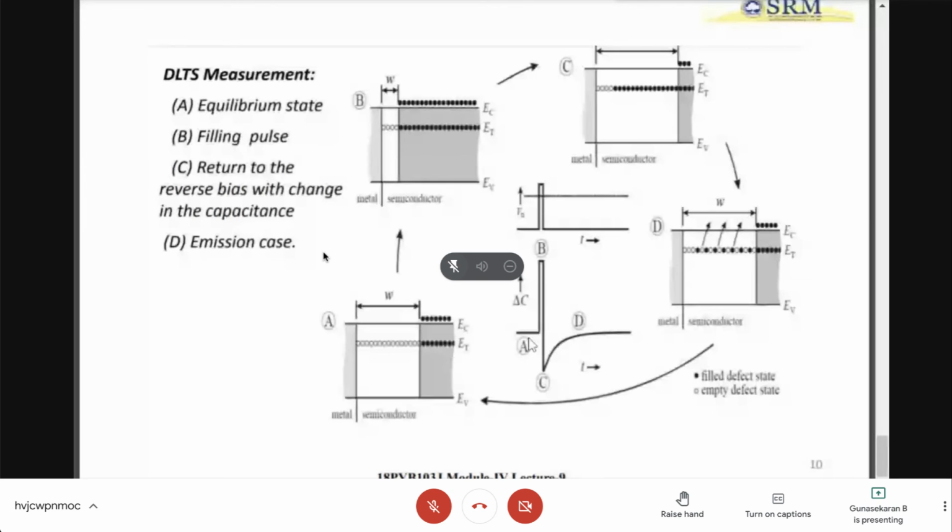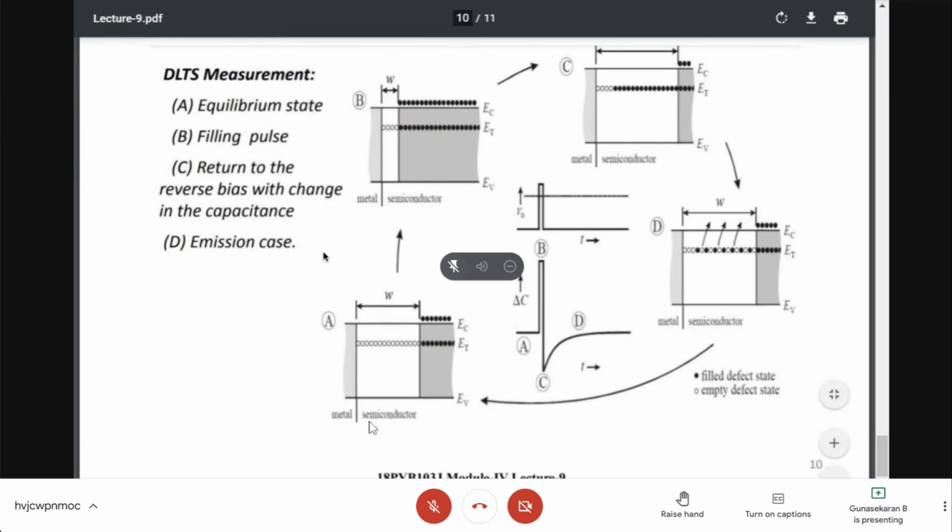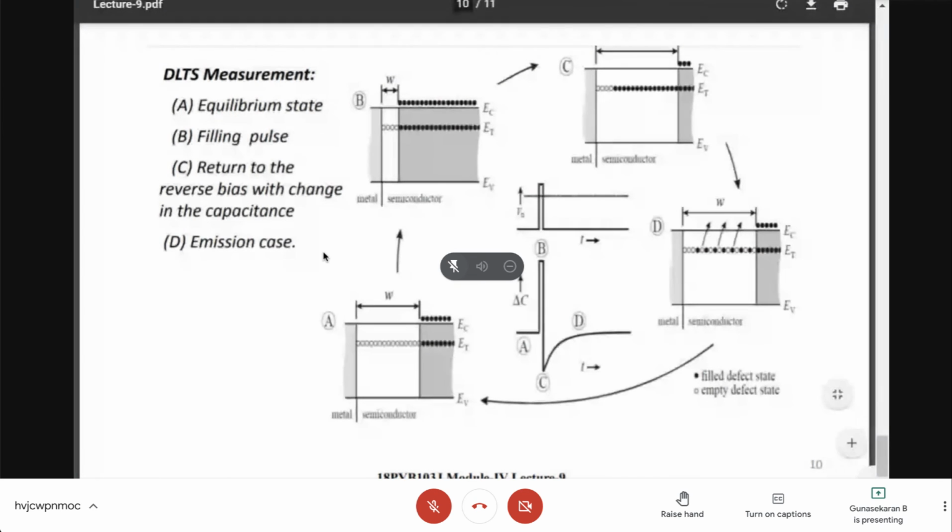That is, A remains constant, then increasing. Again connected to reverse bias, it is decreasing and then slowly increasing like this. Can you understand? Yes.